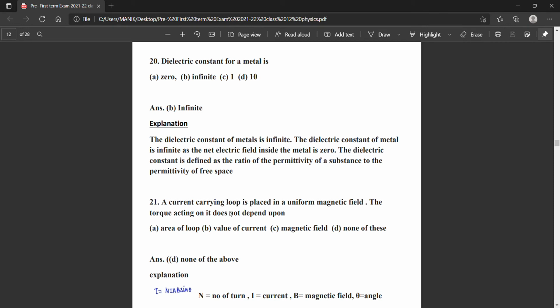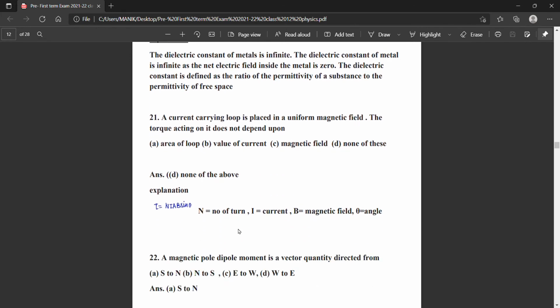A current carrying loop is placed in a uniform magnetic field. The torque acting on it does not depend on, here you see from the formula, torque equal to NIAB sin theta, where N is the number of turns, I is the current, B is magnetic field, and theta is the angle. So here you see it is depending on area, it is also depending on the value of the current, it is also depending on the magnetic field. So the answer will be none of these.